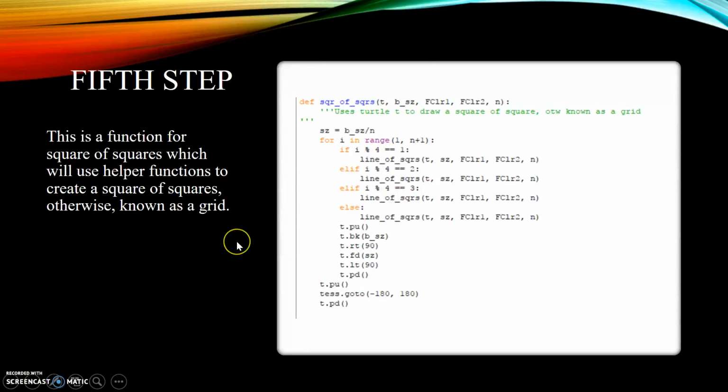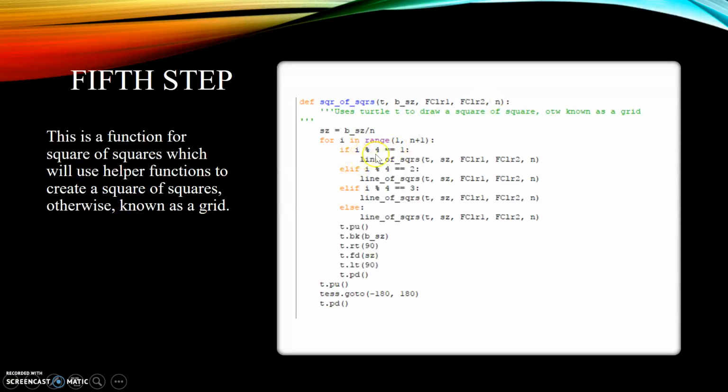And so the next step, because we're still working on getting the grid, is we're defining a square of squares. And this is where the little square, which we use in the line of squares, and the line of squares, which we're going to use in this, come in handy. So we now have a line of squares, and now we're using those lines of squares to create a square of squares. And first of all, the size is the border size divided by n, which is the number of grids we want.